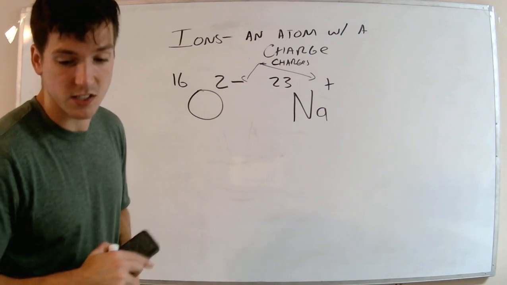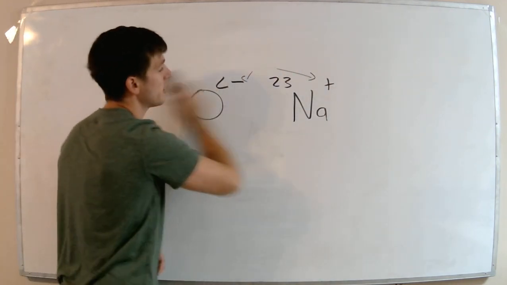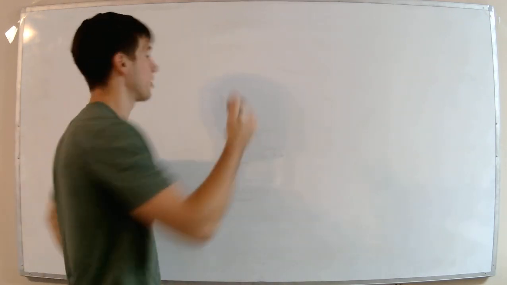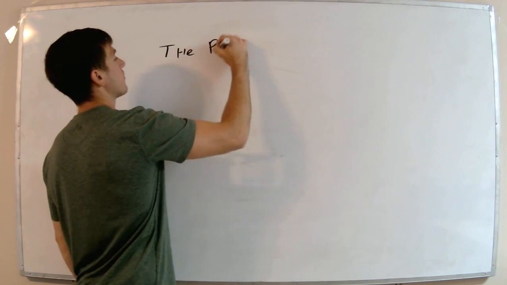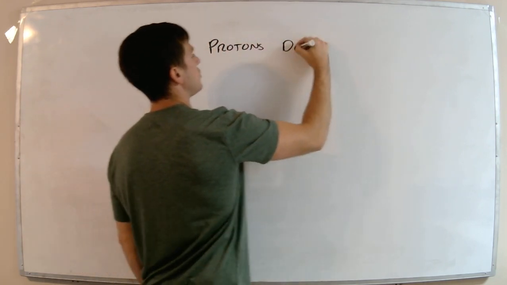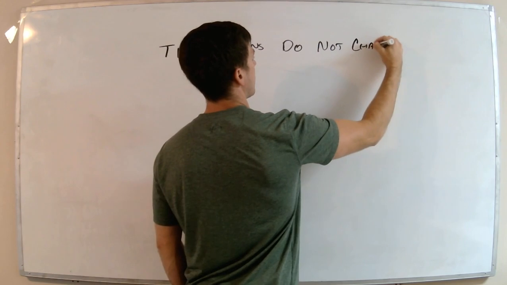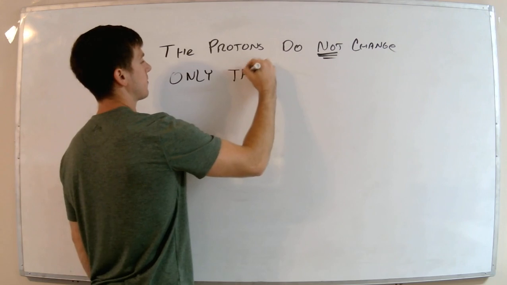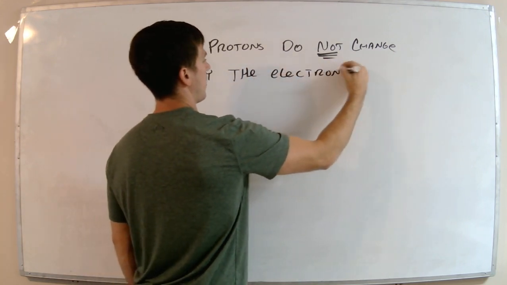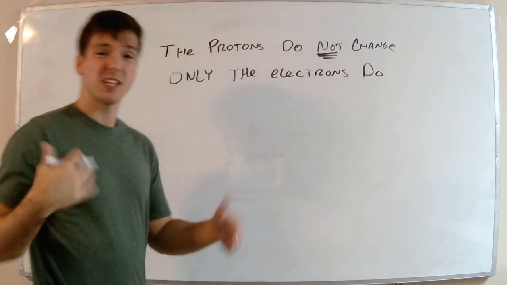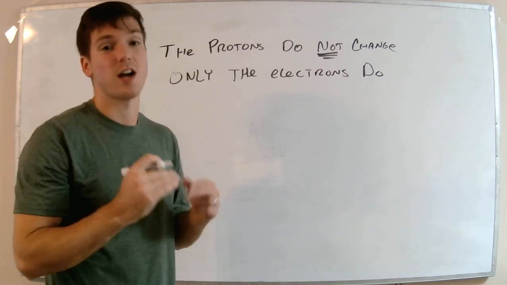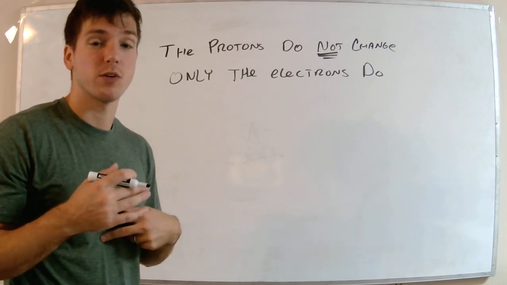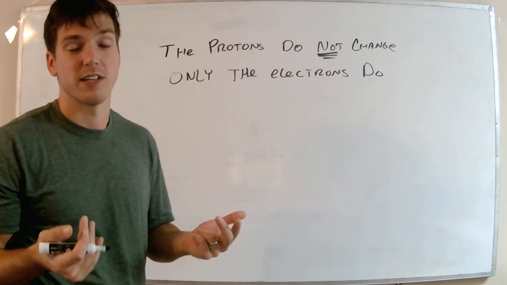So let's go ahead and let's look at this. And there is one important rule to know about protons when we're dealing with charges, okay? The protons do not change. Only the electrons do. Okay, so when we're listing protons and neutrons, it's only the electrons that add or go away. The protons will always stay the same, because if we add or take away protons, then it's no longer the same element. It's something different.